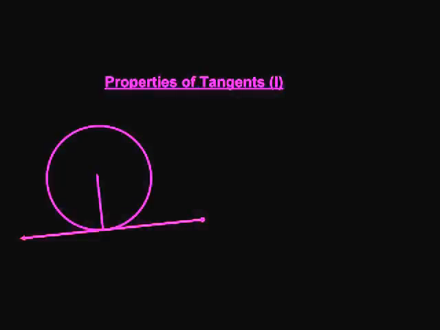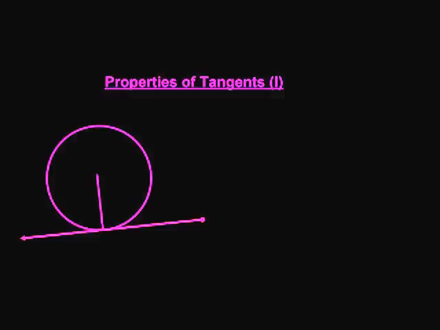Welcome to class. In this video, we're going to introduce the first property that we have for tangents drawn to a circle. If you recall in our keywords video, we defined a tangent as being any line segment or ray that just touches a circle at one point. And that point at which it touches the circle is the point of tangency.